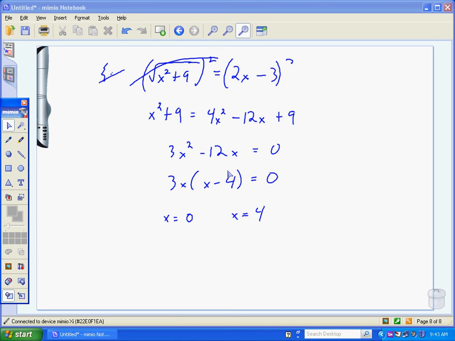So if I plug a 0 into the original, I get 9. Square root of 9 is 3. If we plug it into the other side, I get 0 minus 3. It's negative 3. But in this case we're not taking the square root of something to solve. It is the square root of something. In for x, we said x is 0, right? Square root of 9 is 3. Negative 3. That doesn't work.